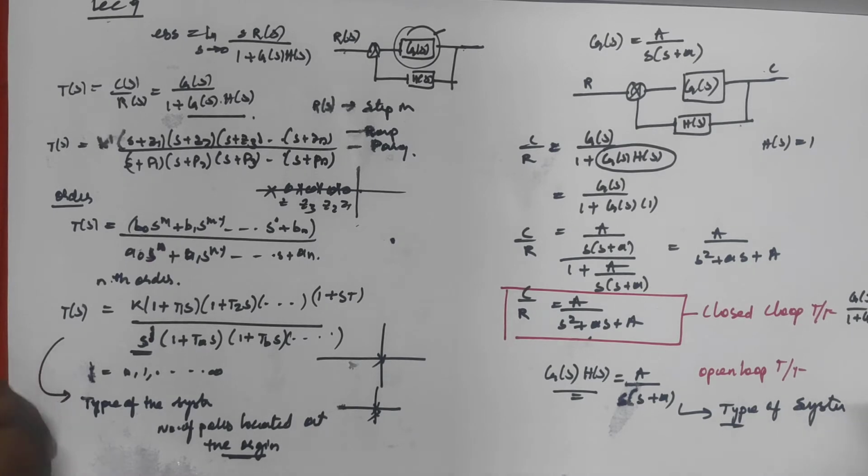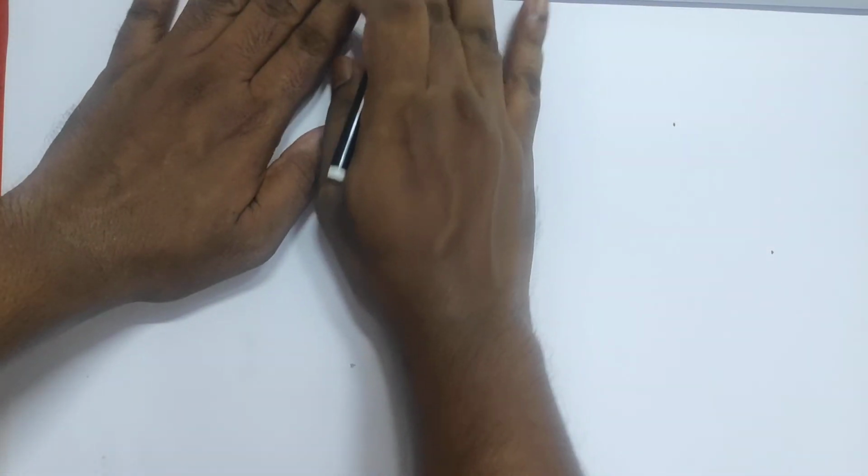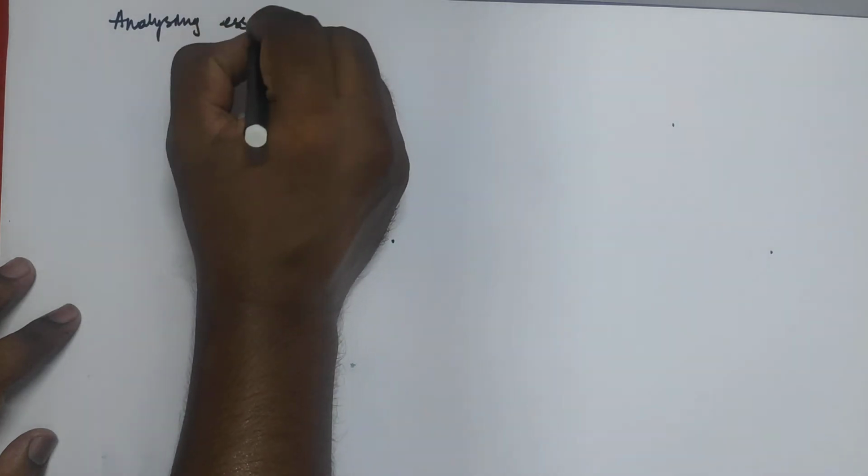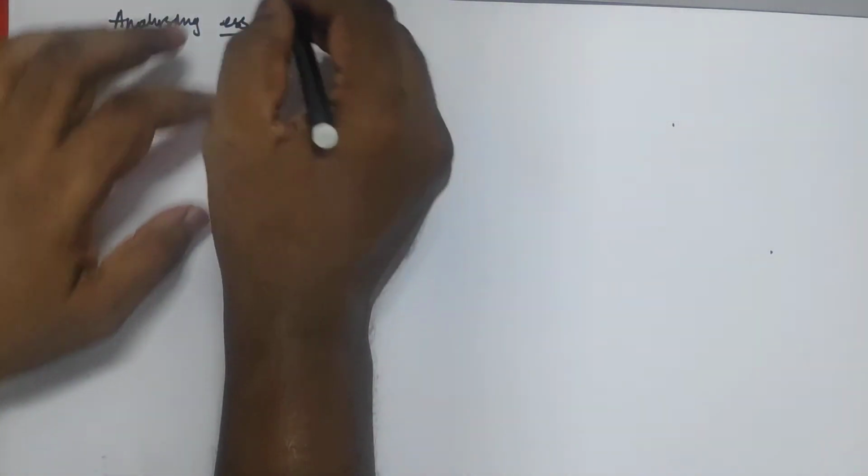Now let us continue the topic, that is, the type of the system that I said before, and having different inputs, that is, step input, ramp input. We have to analyze the steady state error. So instead of writing steady state error every time, I simply write ESS. ESS indicates the steady state error.